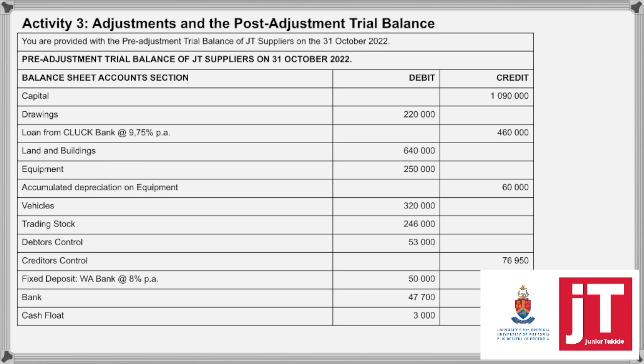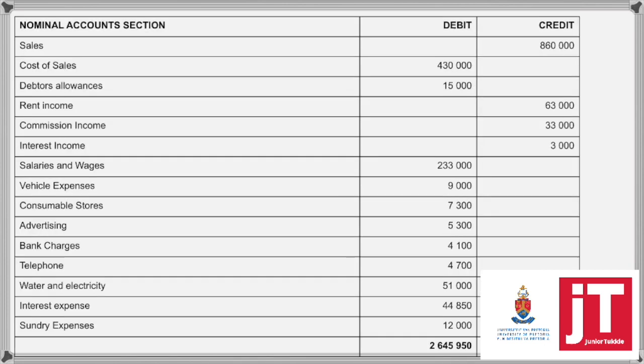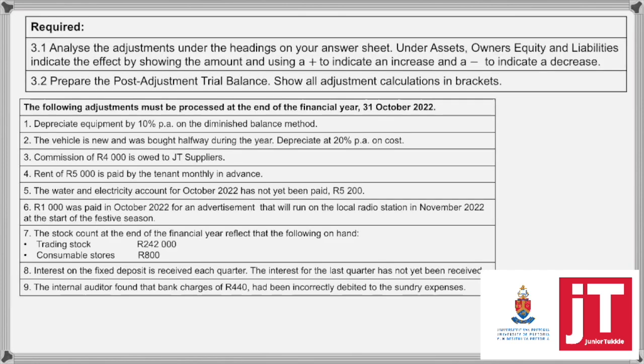So they give us the balance sheet account section, and then the nominal accounts section, just because I can't fit everything onto one screen. And then they give us required, and they ask us to analyze the adjustments under the headings on your answer sheet, using assets, equity, and liabilities, and indicating an increase with a plus and a decrease with a minus. And then prepare the post-adjustment trial balance.